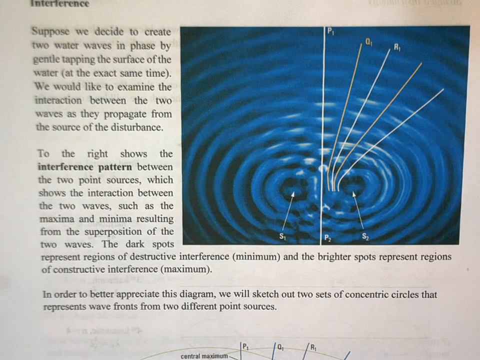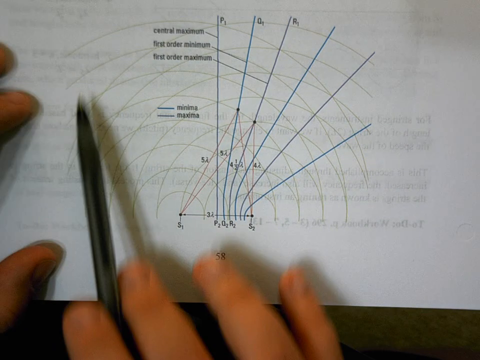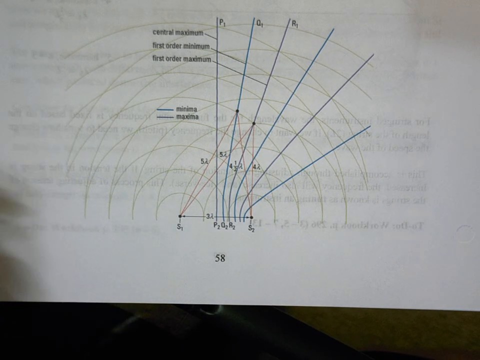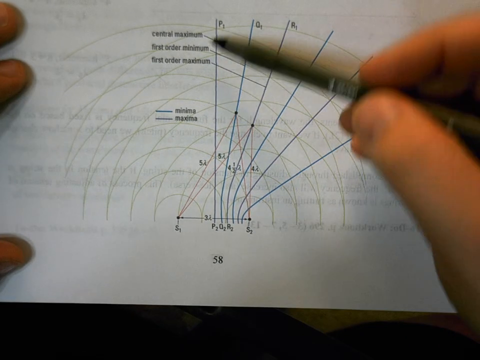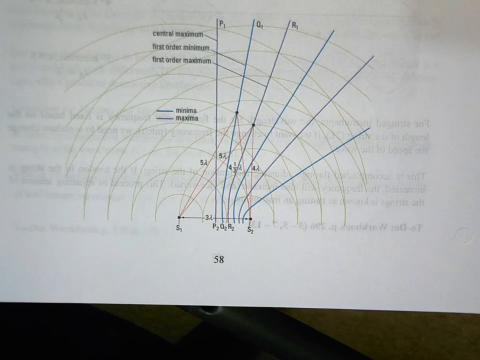Now I'm just going to go over very briefly what you need to know from these interference patterns. This is something that we will study way more in depth in Physics 30, so this is just to give you a taste of what's going on. Now, you'll see this sketch of the interference pattern. We're just sketching the crests with these blue or green lines. And you'll notice these other lines drawn, P1, Q1, and R1.